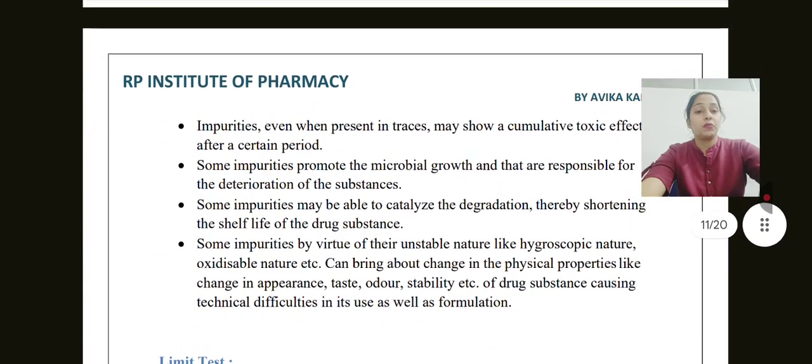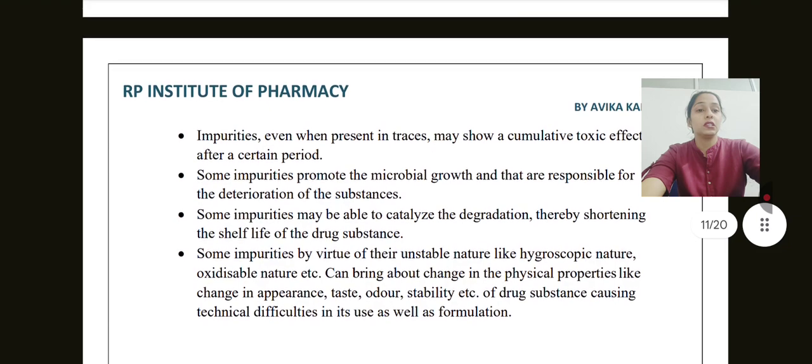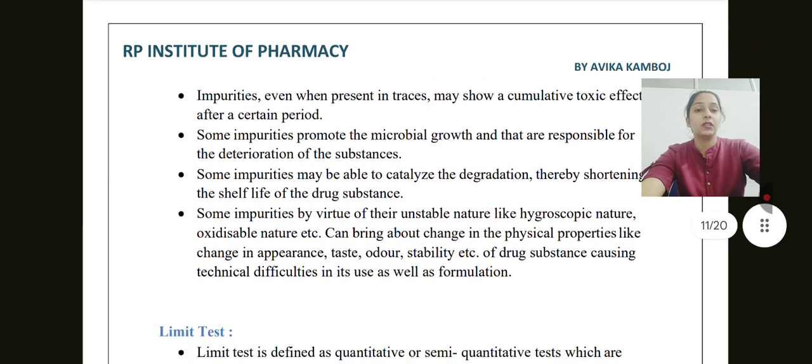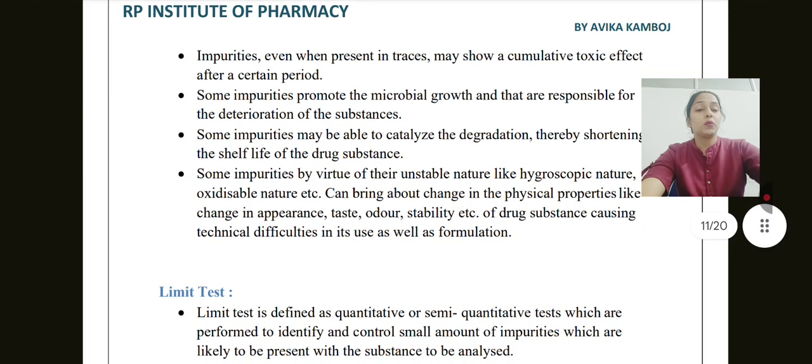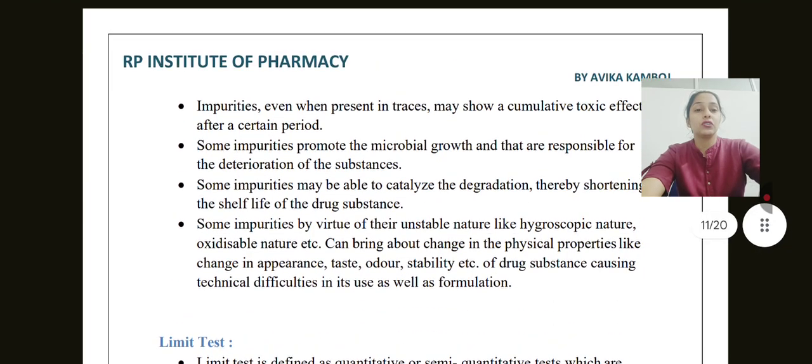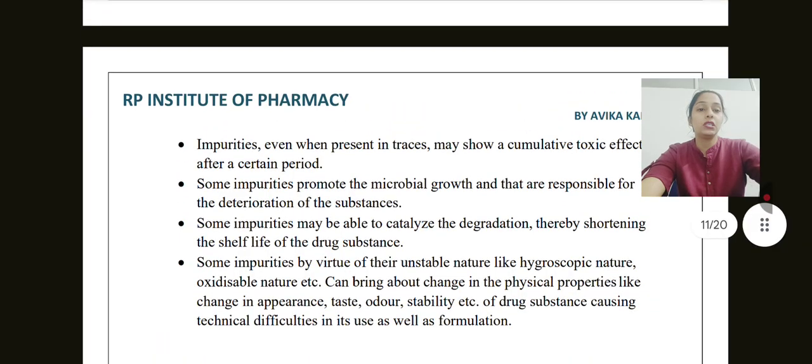And sometimes impurities, even when present in traces, may show a cumulative toxic effect after a certain period. Some impurities promote microbial growth and are responsible for the deterioration of the substance. Some impurities may be able to catalyze the degradation, thereby shortening the shelf life of the drug substance. So, this was all about the impurities.